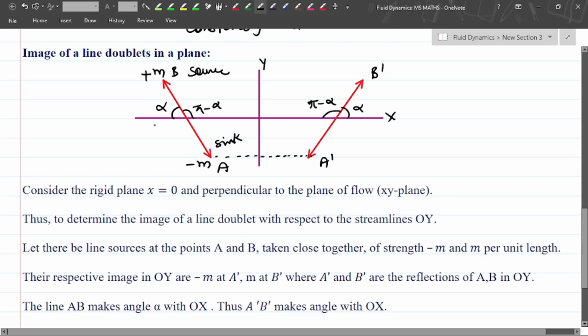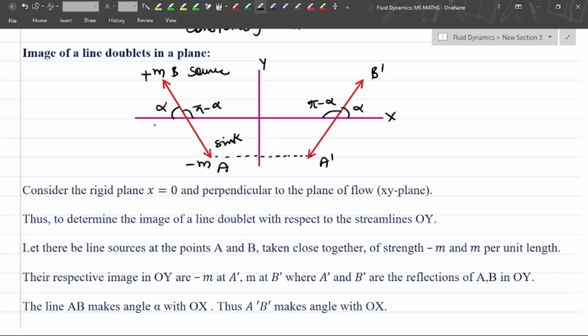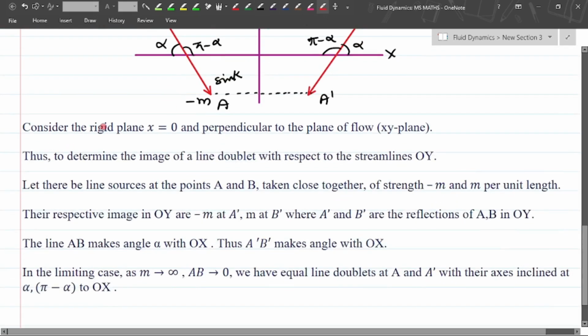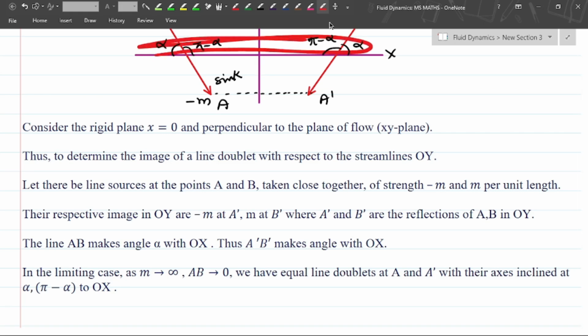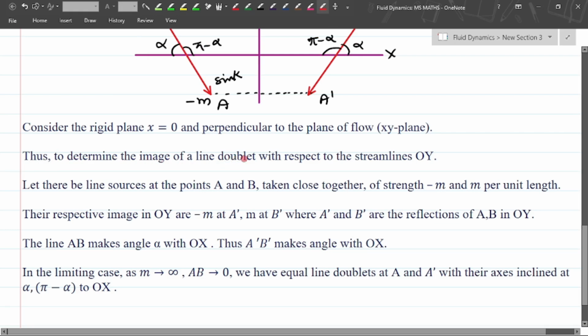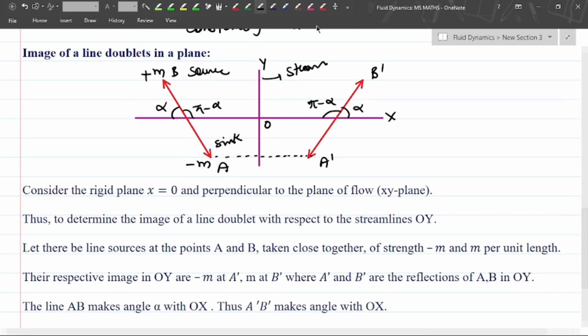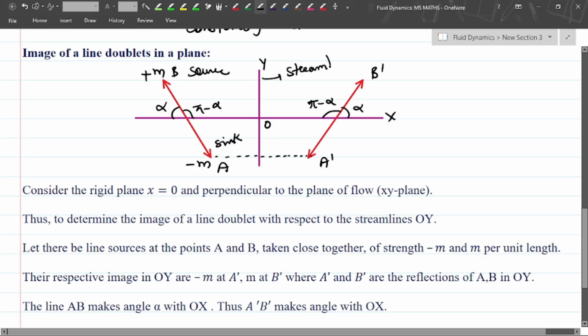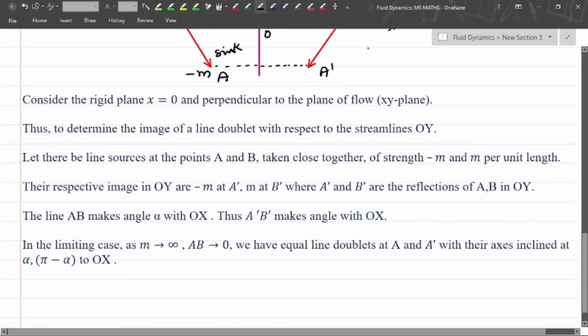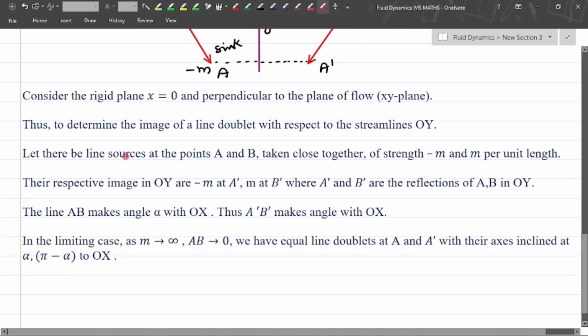So this whole thing is a doublet, or a line doublet. Now, how can we find it? Consider the rigid plane x equals 0, perpendicular to the xy plane of flow. It means the flow is in the xy plane, in the upper side of the plane. Thus, to determine the image of a line doublet with respect to the streamline OY, this is the streamline that we formed earlier. Next, let there be line sources at points A and B taken closer together, of strength minus m and m per unit length.